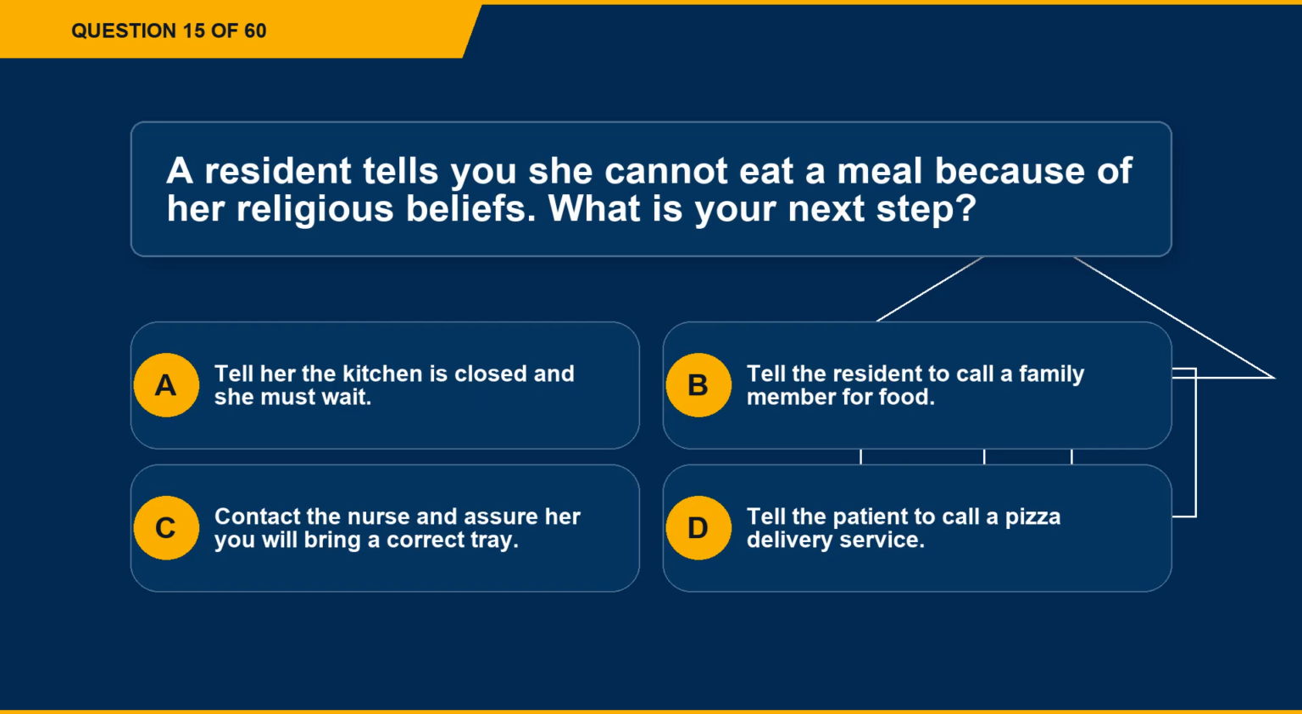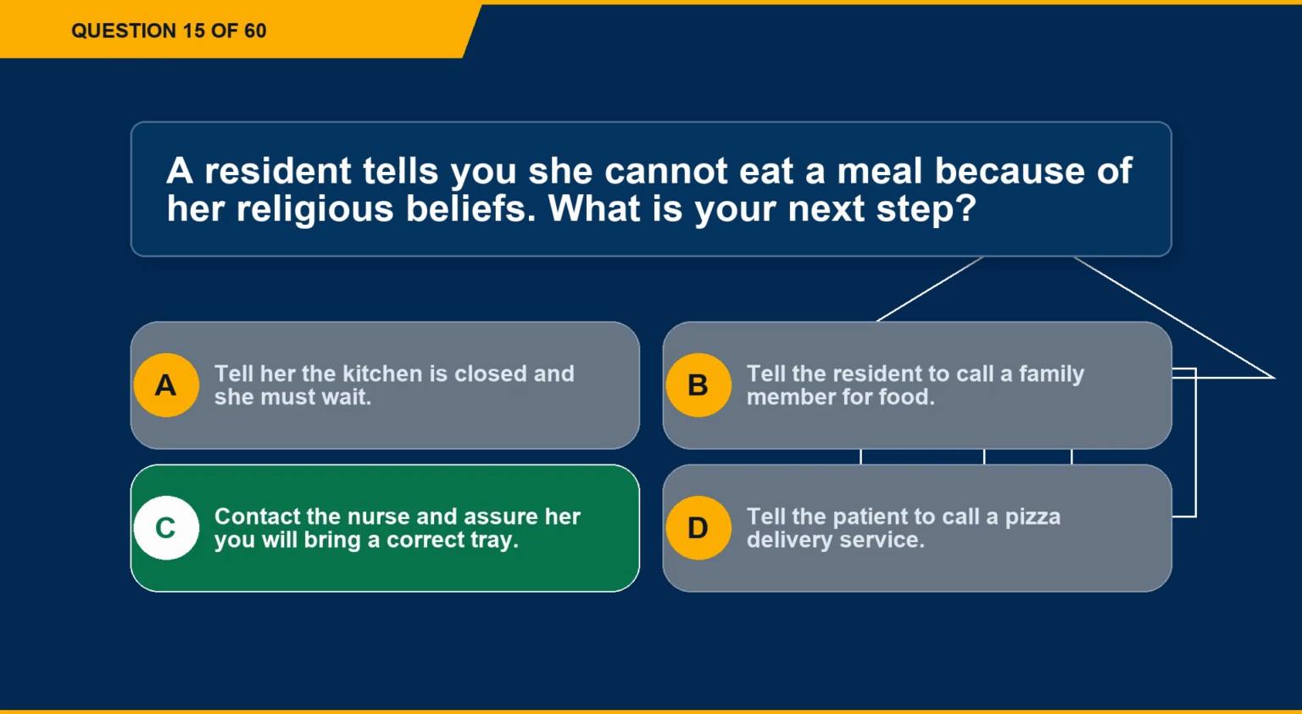Question 15. A resident tells you she cannot eat a meal because of her religious beliefs. What is your next step? Option A. Tell her the kitchen is closed and she must wait. Option B. Tell the resident to call a family member for food. Option C. Contact the nurse and assure her you will bring a correct tray. Option D. Tell the patient to call a pizza delivery service.